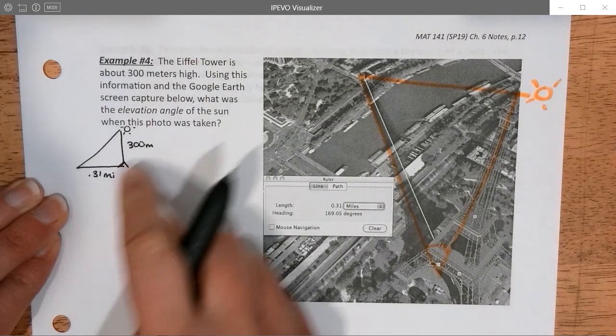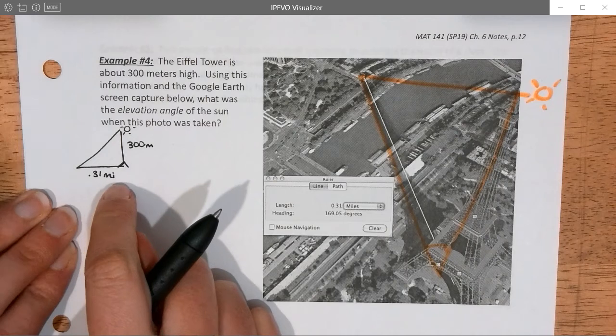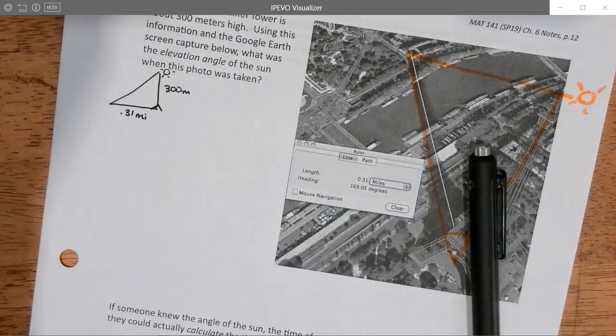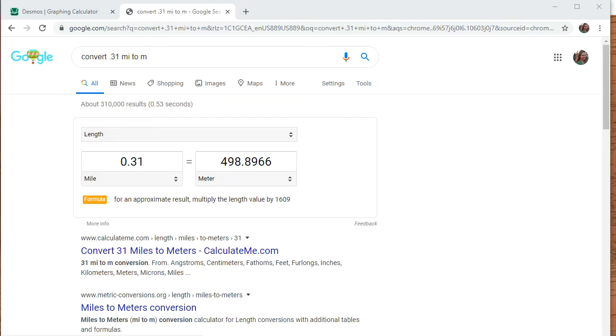So one of the first things that we're going to need to do is convert them so that they're in the same units. So let's go ahead and convert 0.31 miles into meters. And just for fun, I might as well use Google to convert that. So I just Googled convert 0.31 miles into meters, and we have that is about 498.8966 meters. Excellent.